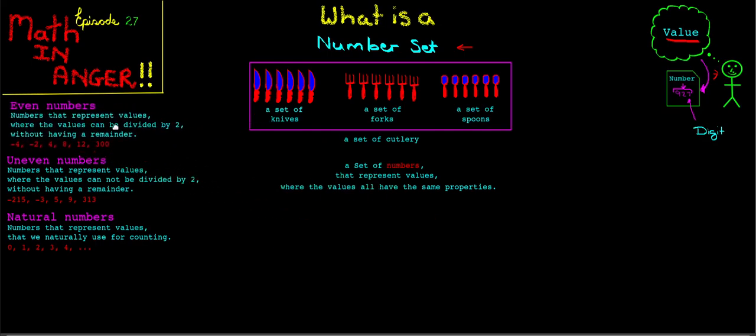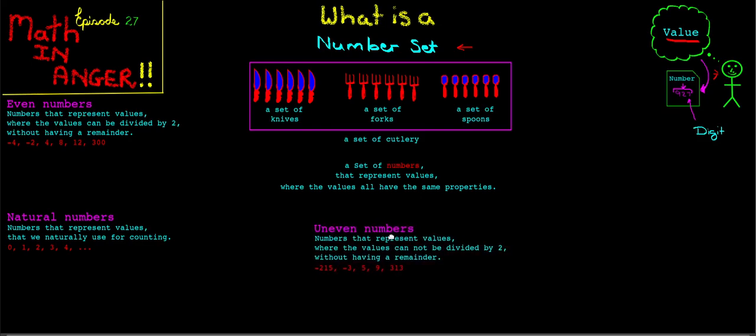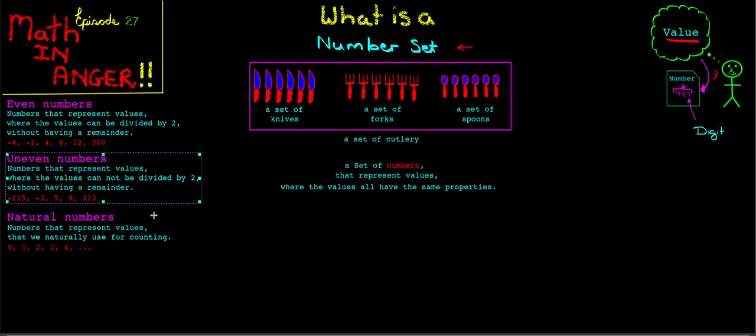And in the same way, you have already looked at what the uneven numbers are. So this is the set of numbers that represent values where the values cannot be divided by 2 without having a remainder. -215, -3, 5, 9, 313. All of those are uneven numbers, right? The written form of them are uneven numbers. The values are what you're thinking of.